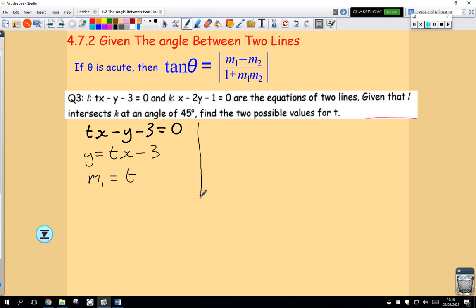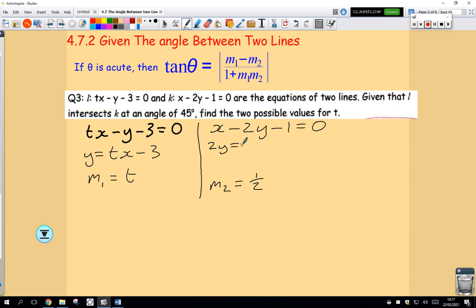If I look at the second line, x subtract 2y subtract 1 equals 0, I could put it in slope-intercept form, or I could just say the slope of this line is going to be the negative of the coefficient of x, which would be negative 1, divided by the coefficient of y, which is negative 2. So that's going to be positive a half. You should really be able to do that, but if you're not sure about it, just get it in slope-intercept form.